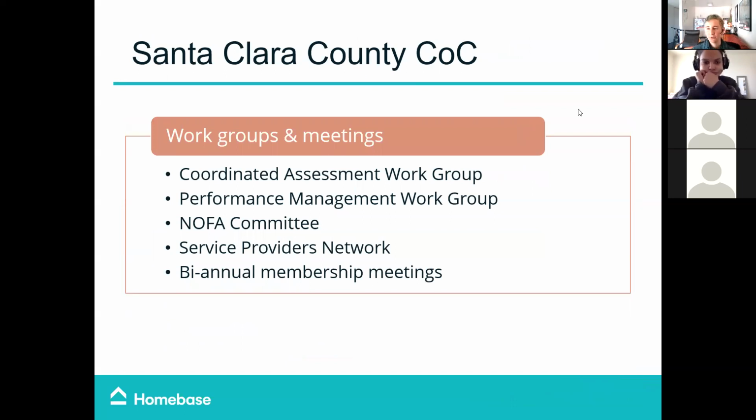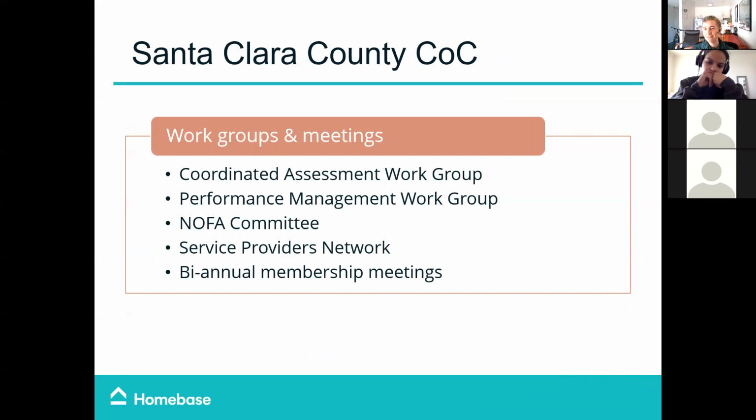I mentioned work groups because work groups and meetings and committee meetings are a really important part of how the Santa Clara County Continuum of Care operates. So I've listed some of the main meetings and work groups that happen in our Continuum of Care throughout the year. All of these meetings are open attendance, right?